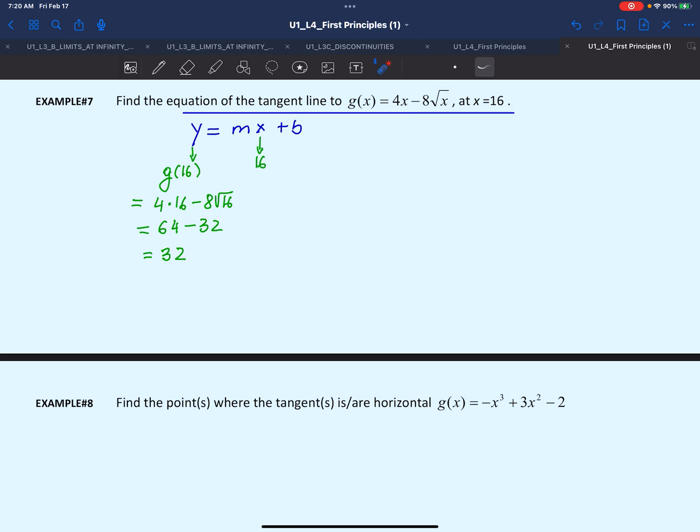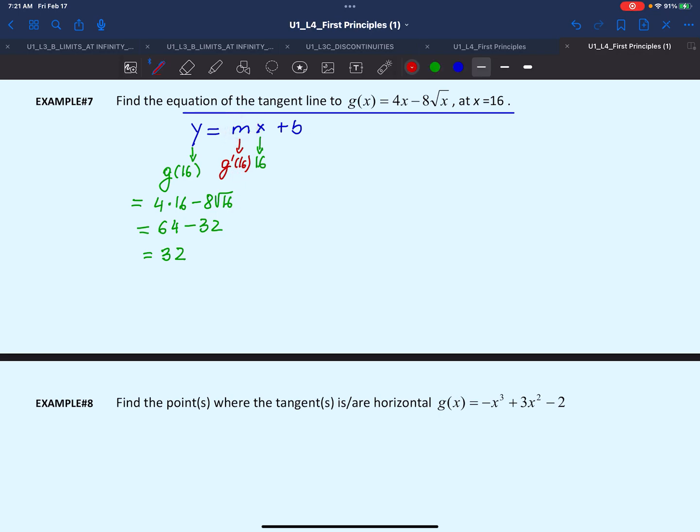So let's take a look at the rest of the letters in the equation. Check and see what else we can find or what else we have. So we got y, we got x. We don't have the b value or the y-intercept, but we can figure out what the slope is. Recall that the slope is also described as the derivative of the function. And since we're drawing the tangent at x = 16, we'll say that the slope would be g'(16). So in other words, to find the slope, we need to find g'.